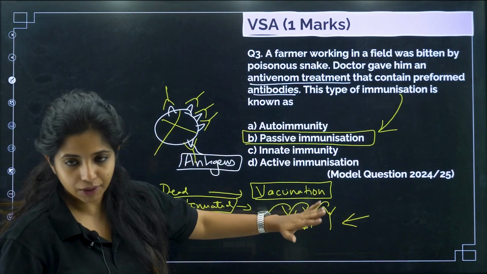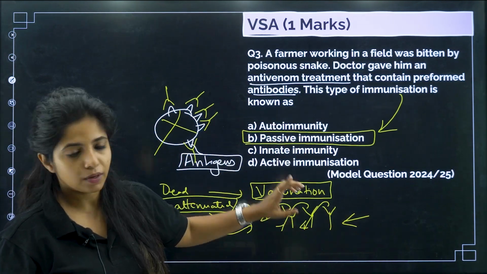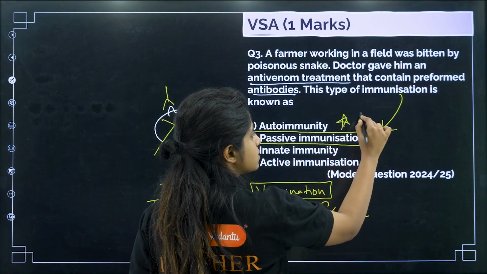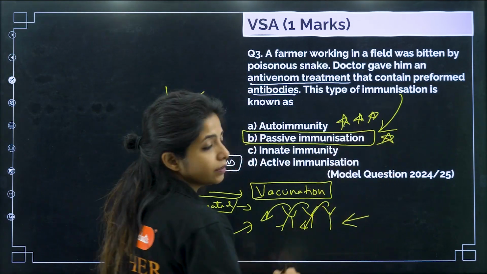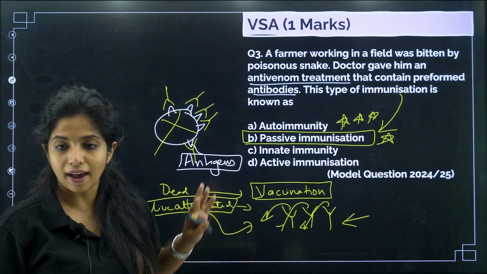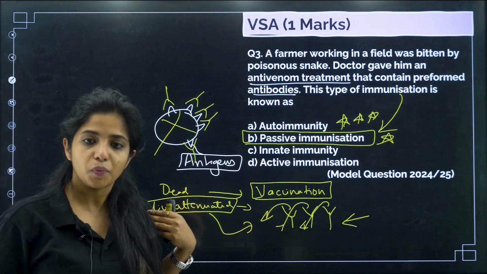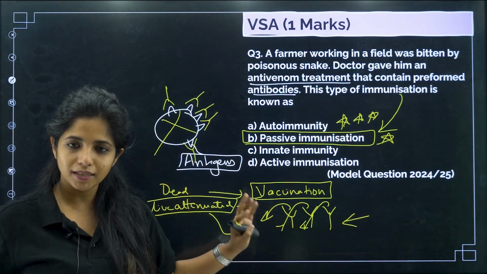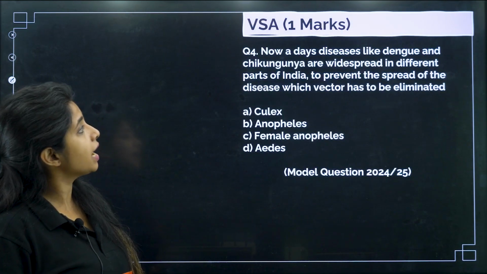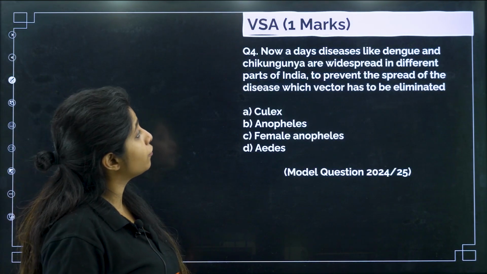So this is the next thing that we have, apart from passive immunization. Passive immunization is something that we do when there is a quick need of things. When the things can be taken slowly, we do vaccination, where we rely on our body only. Okay, works? Next thing. Nowadays, diseases like dengue and chikungunya are widespread in different parts of India.